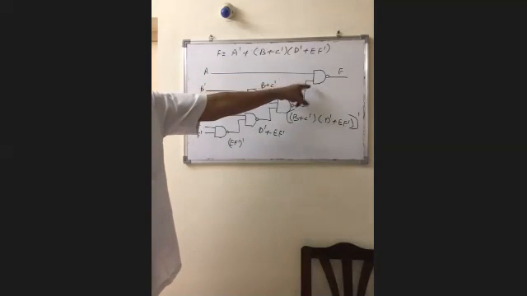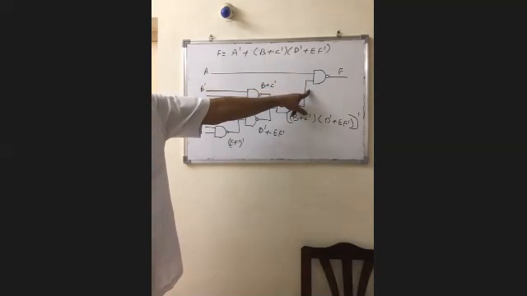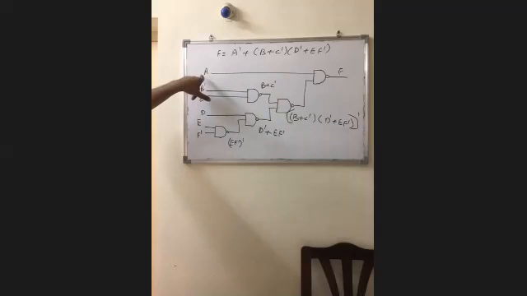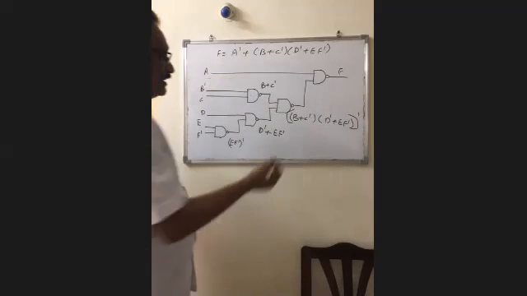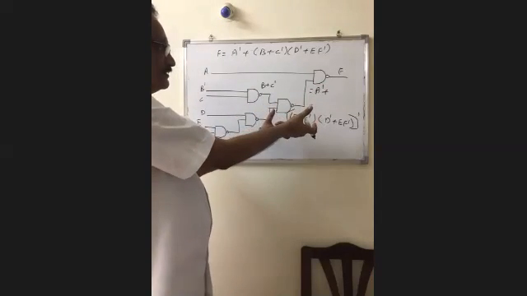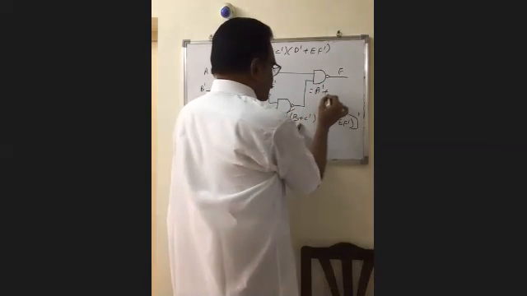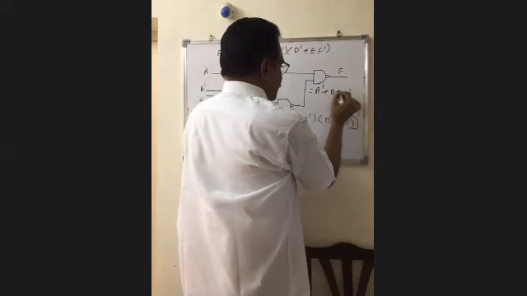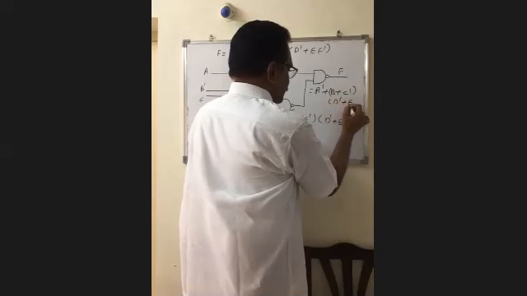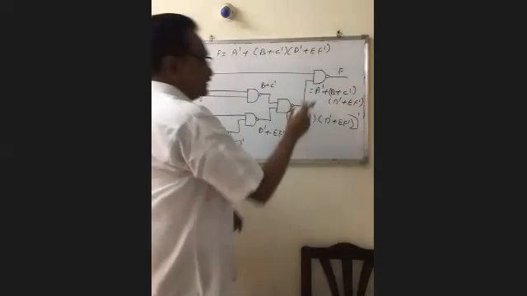For this NAND gate, one of the inputs is X, the second input is Y. So it can be written as X bar plus Y bar. One of the inputs X is equal to A, so this is A bar. So F can be written as A bar plus the complement of this one. The complement of this one is simply B plus C dash multiplied by D dash plus E F dash. That is the given expression.